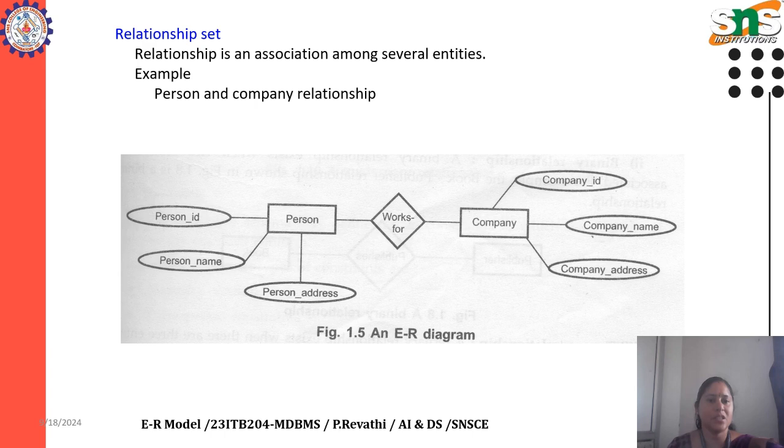Person entity contains person ID, person name, person address. Company entity contains company ID, company name, company address.